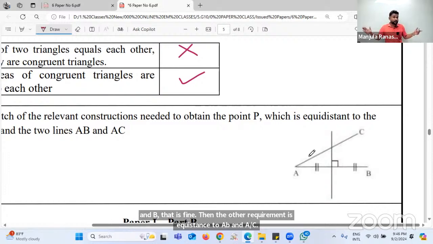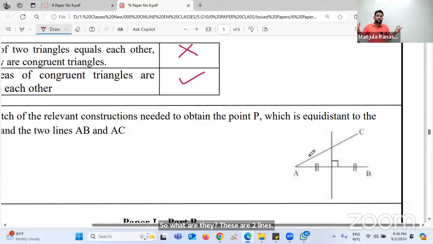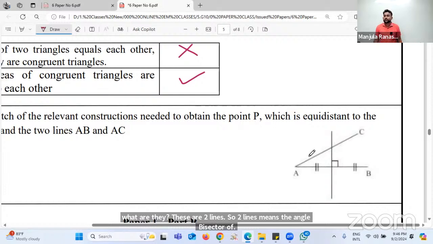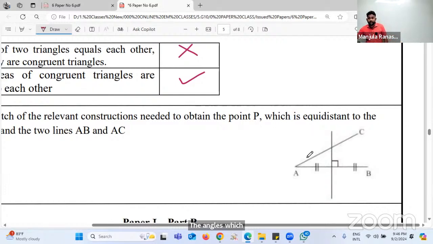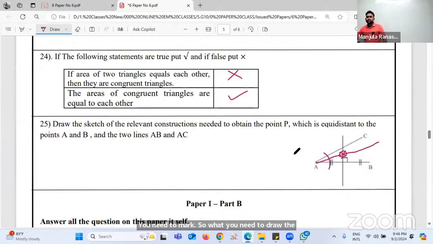So what are they? These are two lines. Equidistant from two lines means the angle bisector of the angles created by the intersection of these two lines. So here you can see that AB and AC intersect at this point, then the angle bisector of it is to be drawn. Then you can see that this locus intersects with the angle bisector, and this is the point you need to mark. So you need to draw the angle bisector of angle BAC, then it intersects with the given locus.